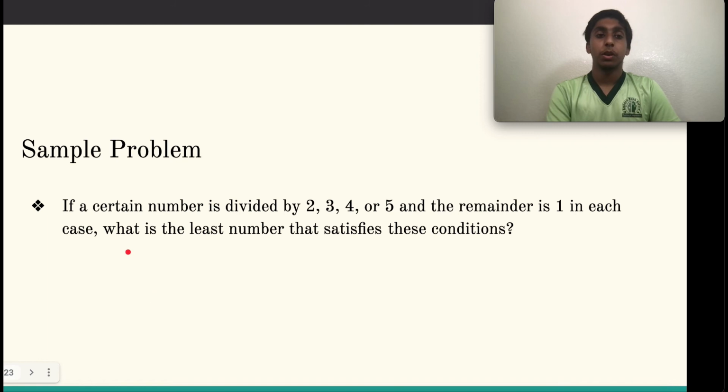Okay, so here's the sample problem. If a certain number is divided by 2, 3, 4, or 5, and the remainder is 1 in each case, what is the least number that satisfies this condition? Okay, so here basically you're given multiple modulo, and they're trying to ask you what is the least number that satisfies these conditions.